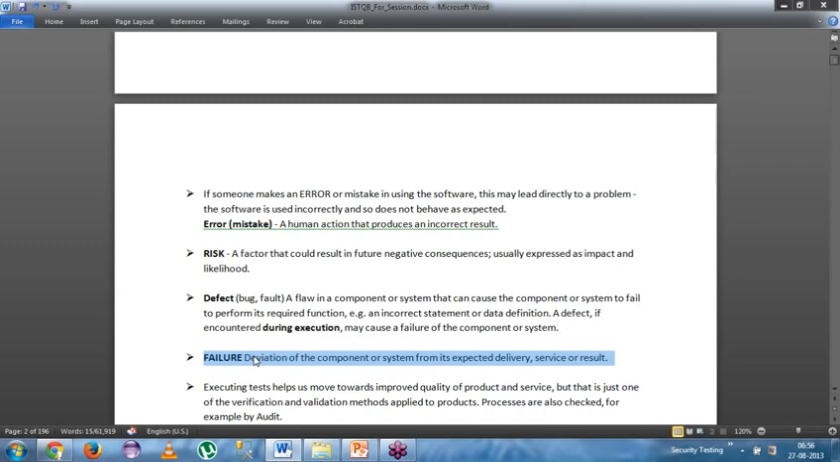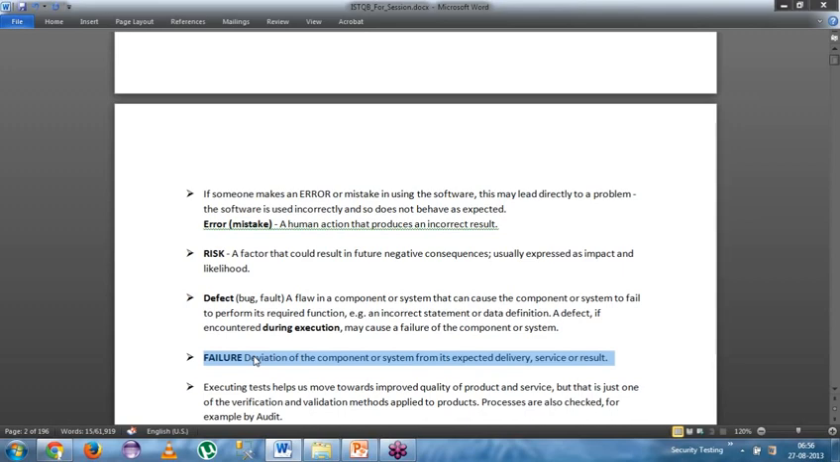A failure is a deviation of the component or system from its expected delivery, service or result. So you deploy your software, you ship your product to end users, and your end user comes back with this problem. It is called a failure. It's no longer a mistake, it's no longer a defect.